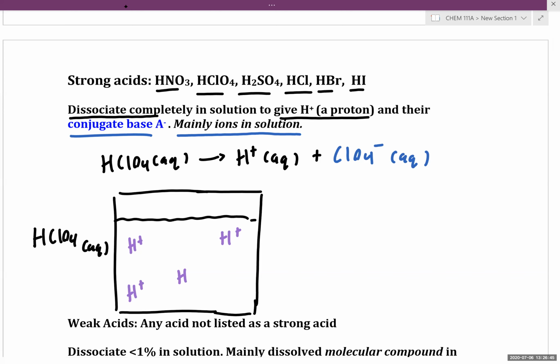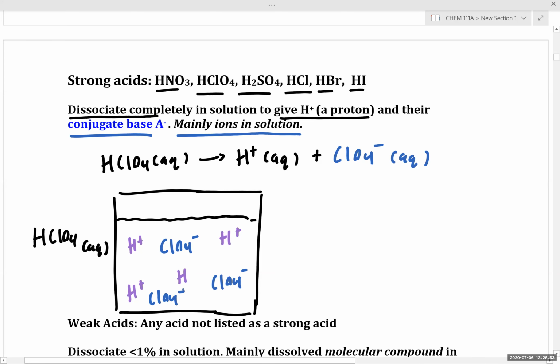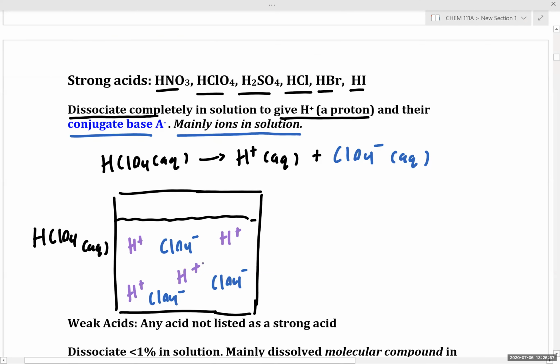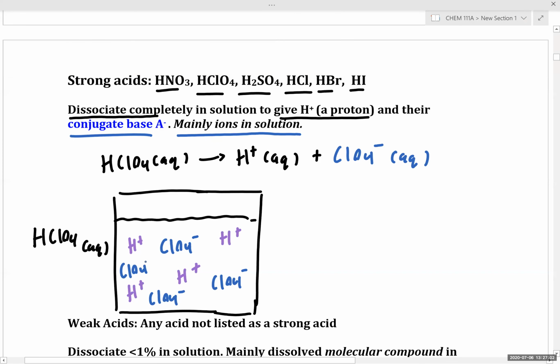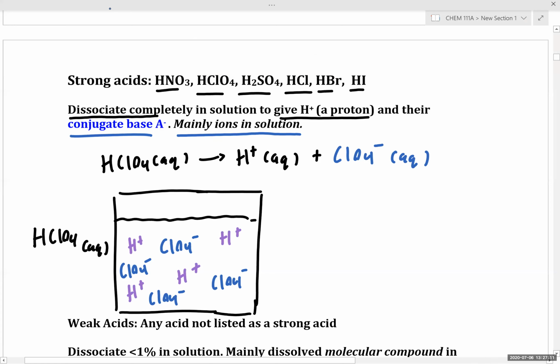So I'll draw mainly protons, which are H+, and perchlorate anions. I need one more perchlorate anion, so that way we have a correct dissociation equation. And then again, the main thing I want to emphasize for strong acids, just like strong bases, is that we have almost 100% ions in solution.